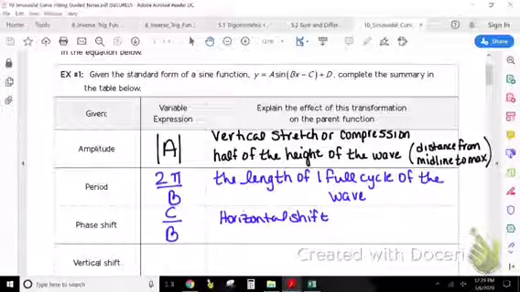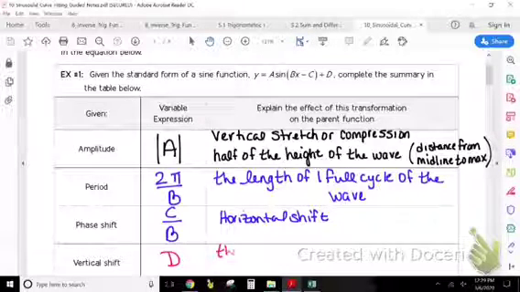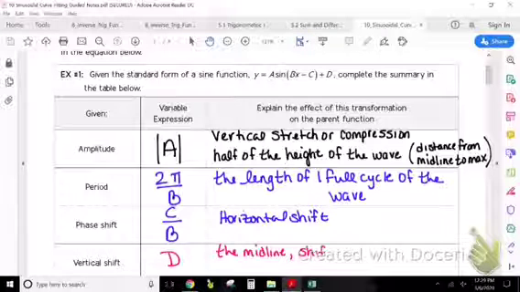And what about the vertical shift? It's D. That's our D. And what is a vertical shift going to do? You can't use the definition in the explanation. It's the shift of the graph up or down, right? And what's the big thing that we say? D also represents the midline. So it's the midline, and it shifts the graph up or down.